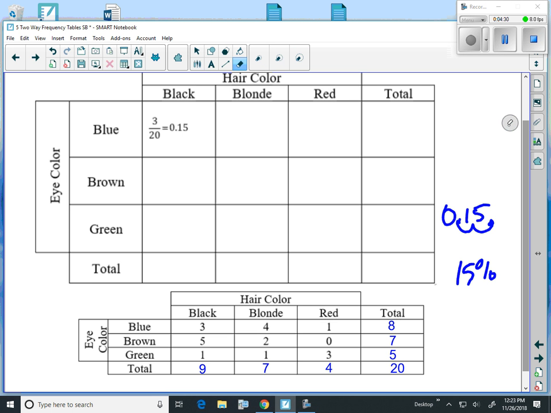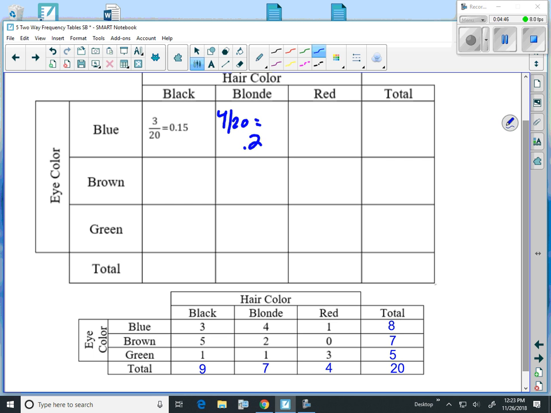If we want to do blonde, it's going to be 4 divided by 20, which equals 0.2. You don't have to write percent; you can just put 0.2 in there. You can do decimals or percent. If you write percent, make sure you put the percent sign. Red is 1 out of 20, which is 0.05. What percentage is that? 5%.